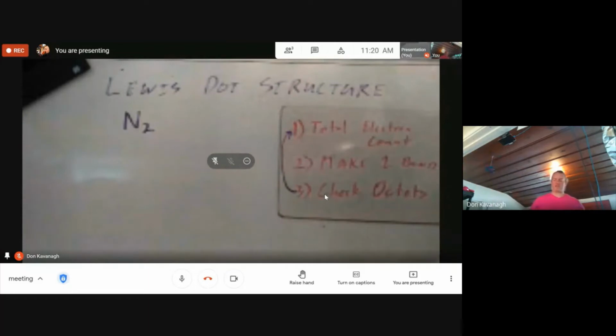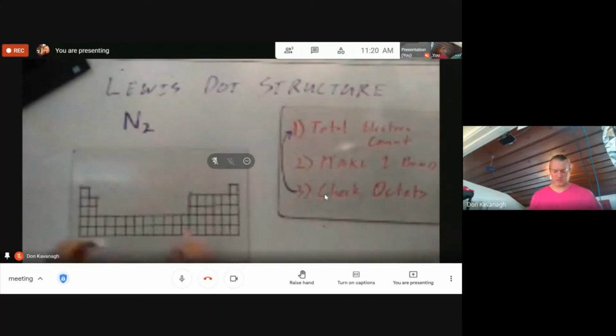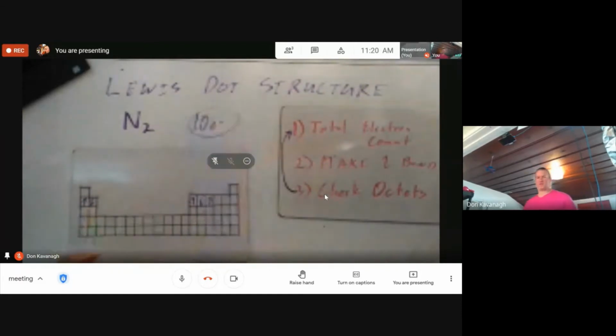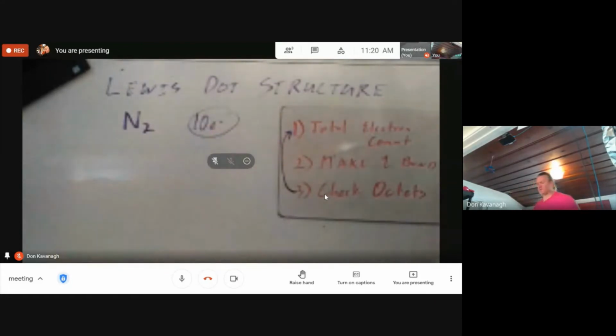Now we're only concerned with the valence electrons for nitrogen. There are only 5 valence electrons in nitrogen. We're not concerned about the core electrons. So we have 2 nitrogens, so that means we have 10 electrons total. So our final Lewis dot structure has to contain 10 electrons, no more and no less.